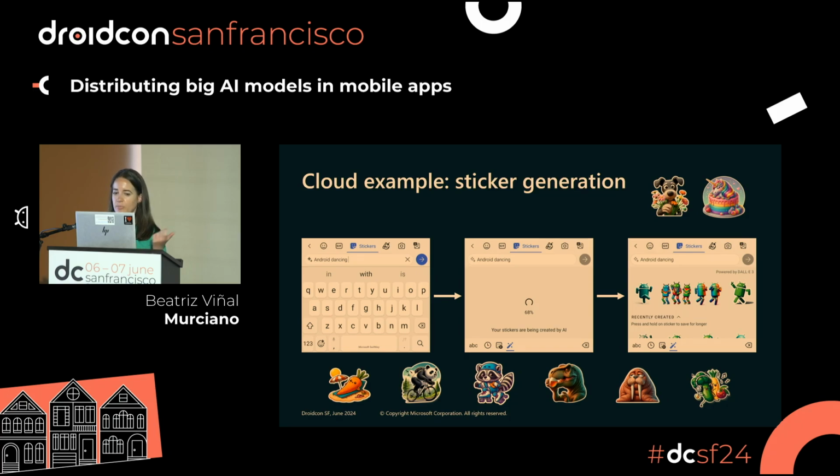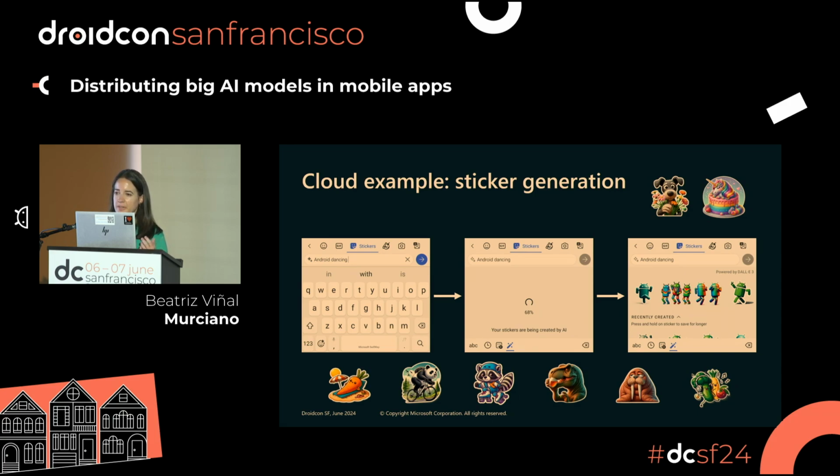And how it works is you go to the sticker panel in the keyboard. You can enter any prompt. There I entered Android dancing. You wait a little bit with a spinner, and you get some stickers that you can then send to people or save for later or do whatever you want with them. The feature uses DALL-E 3 under the hood, which can't run on a device. It has to be on the cloud.